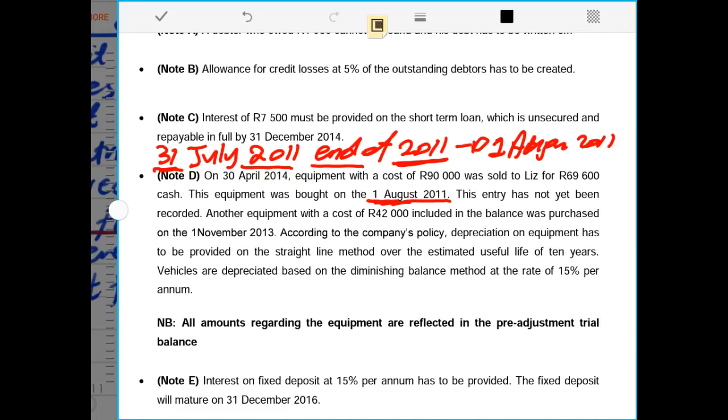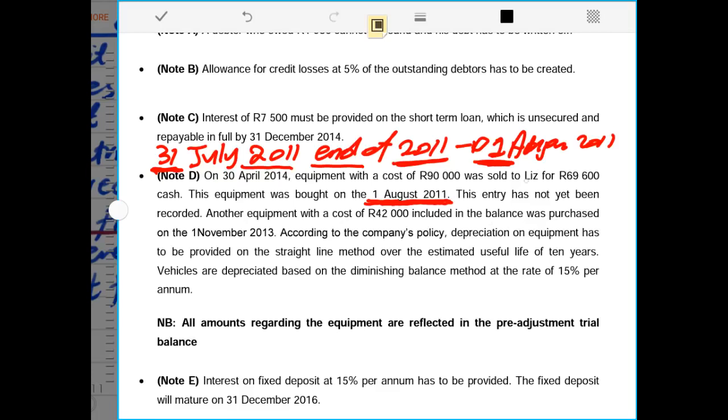Therefore it will be in the business for the years 2012, 13, and in the year 2014 it was sold. So we are not going to count the year 2011 because it was not in the business by 31st of July, but it was in the business on the 1st of August, the beginning of the 2012 accounting period. You will see that when I calculate it soon. This entry has not yet been recorded.